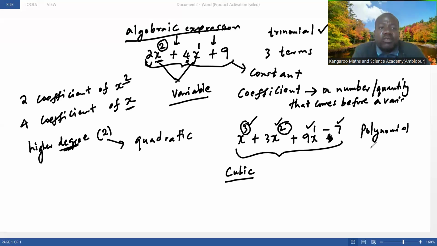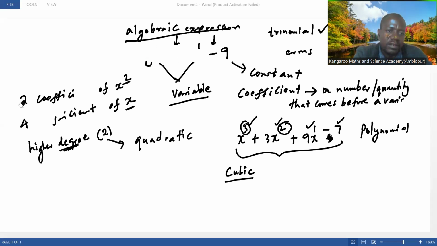So it's very important for a learner to know algebraic expressions very well. Sometimes the exam will ask for the coefficient of x squared, coefficient of x cubed, and if you don't even know that, it becomes a problem. So it's very important to understand this. Whether in grade 10, 11 or 12, you have to know this. Very important.